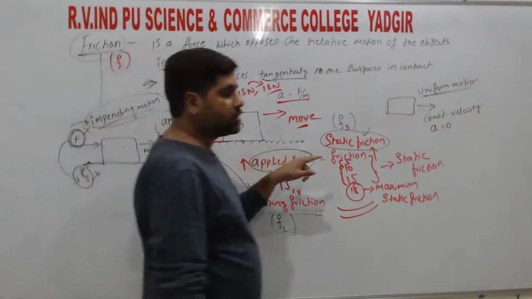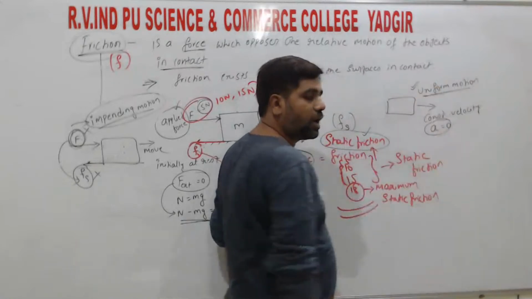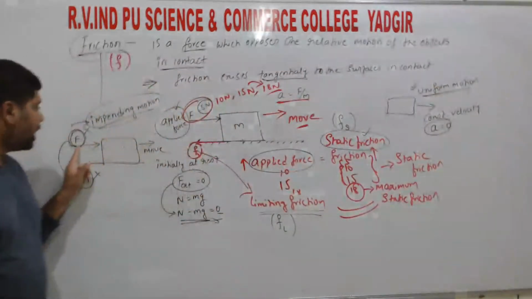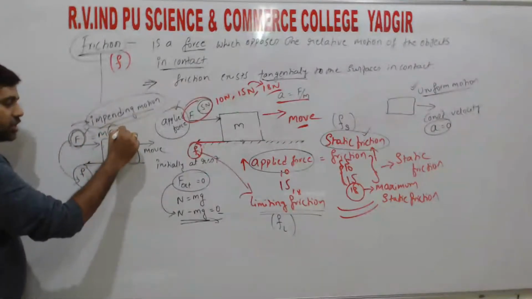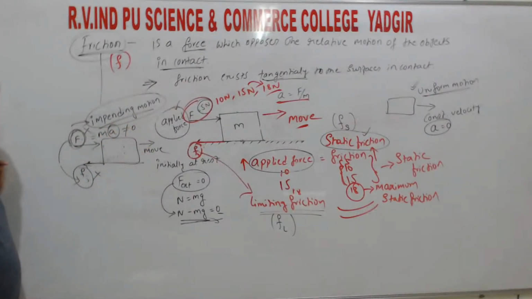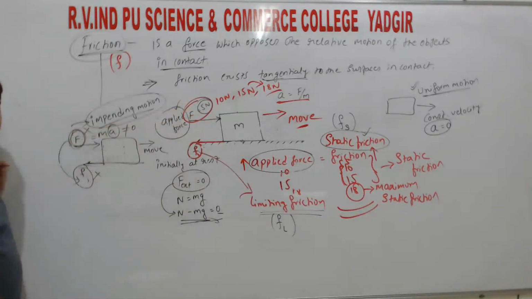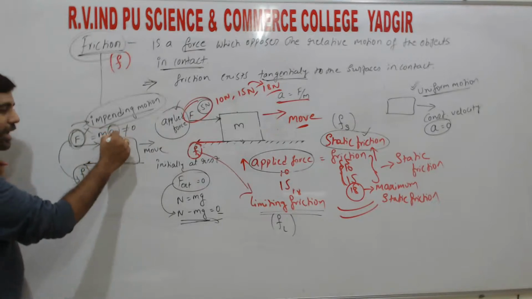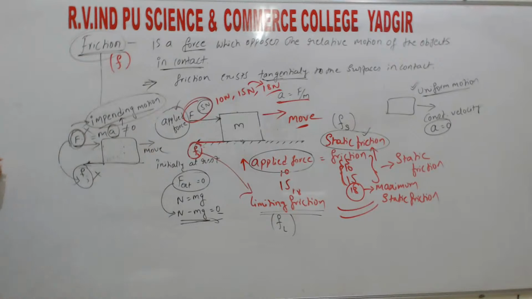So uniform motion means when the acceleration of an object is zero, then that type of motion we call uniform motion. Here force is acting, which means there is an acceleration. So here a is not equal to 0. There, a is equal to 0, that type of motion we call uniform motion. If a is not equal to 0, then this type of motion we call impending motion.